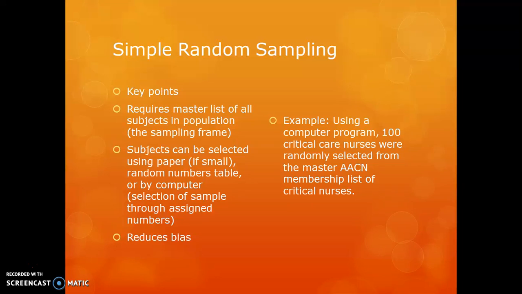An example would be, using a computer program, 100 critical care nurses were randomly selected from the master AACN membership list of critical care nurses. Now, our population there is the nurses who belong to AACN's organization. It does not necessarily mean all critical care nurses, because there would be a group of critical care nurses who might not belong to AACN, right?